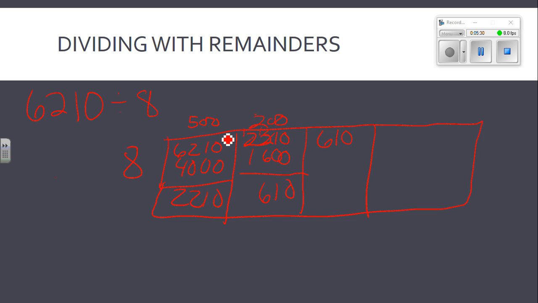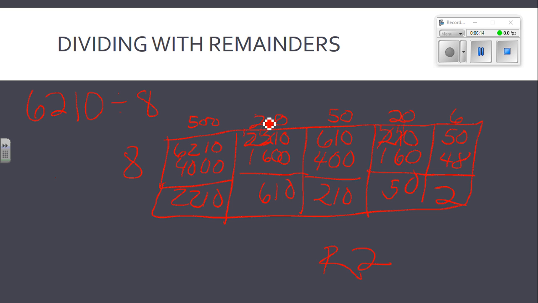Can't do any hundreds now. I could do 50, which gives me 400. Gives me 210 left. I do 20, gives me 160 this time. Alright, now I'm at 50. 6 gives me 48. Subtract gives me 2. And 8 will not go into 2, so 2 must be my remainder.